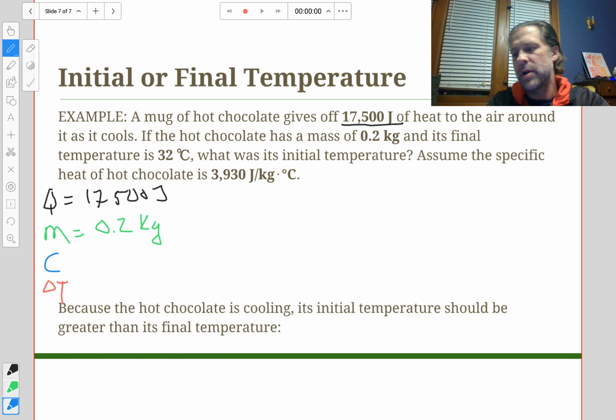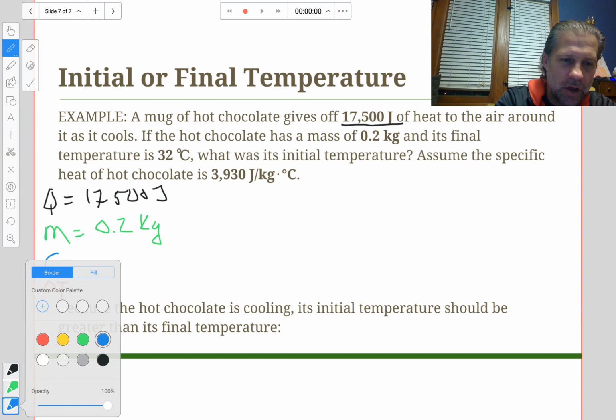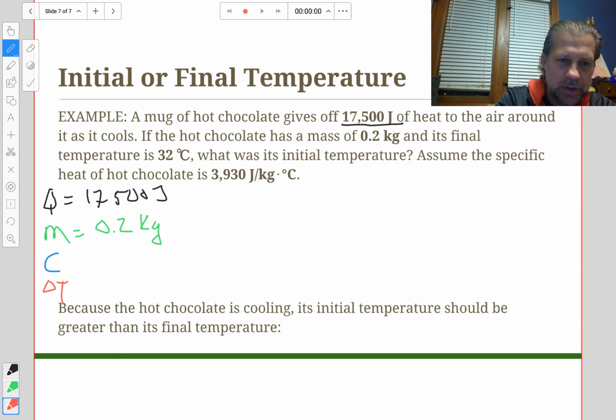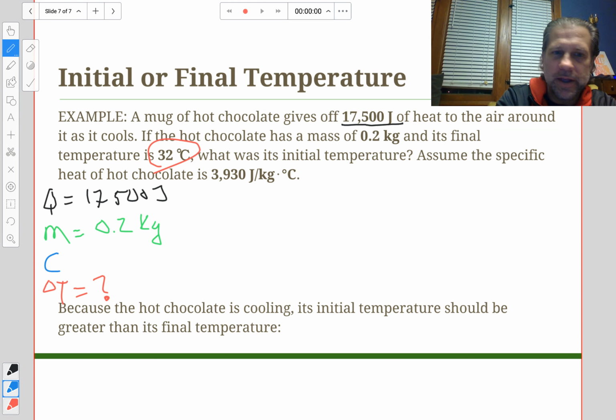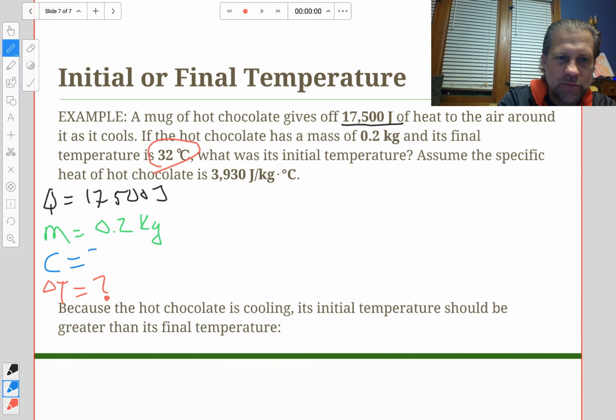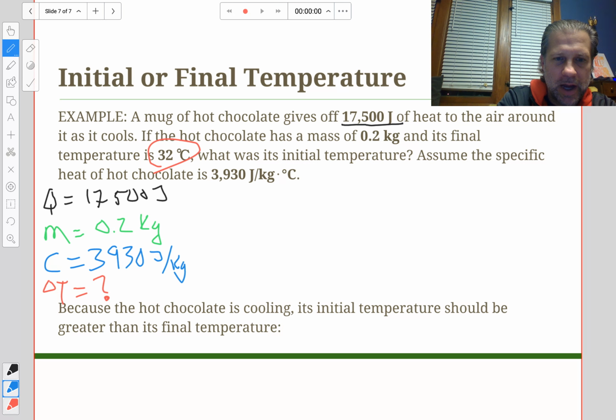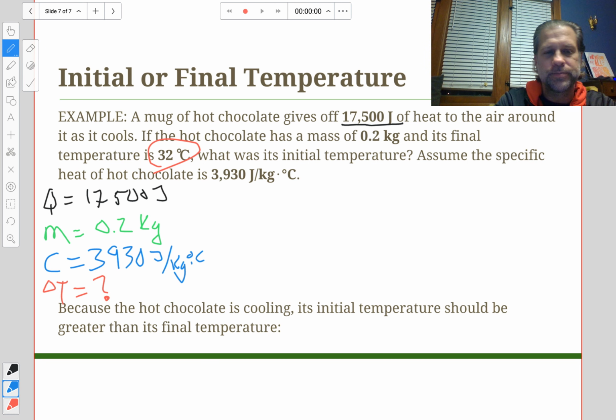and its final temperature. So now here's how we're going to handle this. We don't know what its change in temperature is, so we're actually going to end up solving for change in temperature. We know its final temperature, and we'll need that later, so we'll hang on to that. We get to assume that the specific heat of the hot chocolate is 3,930 joules per kilogram degrees Celsius.